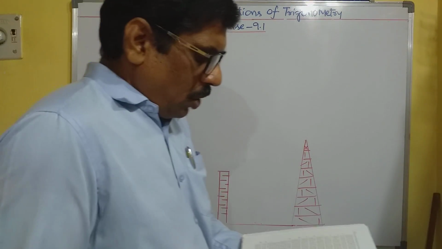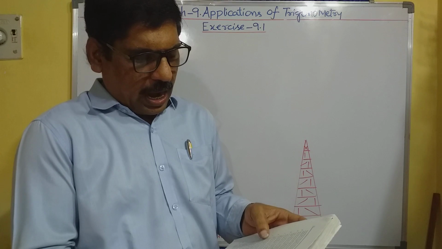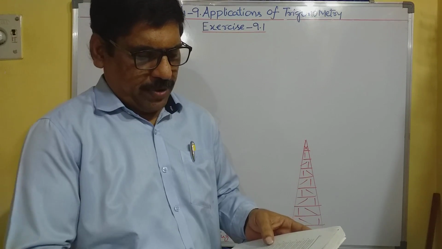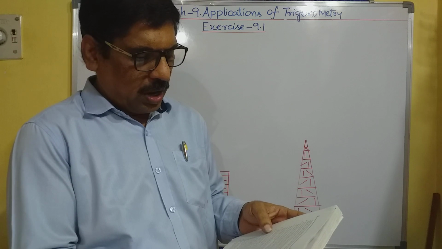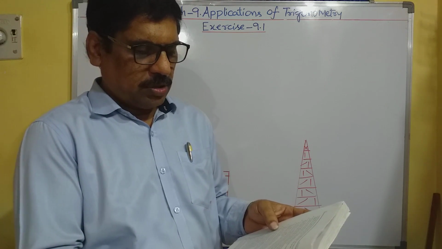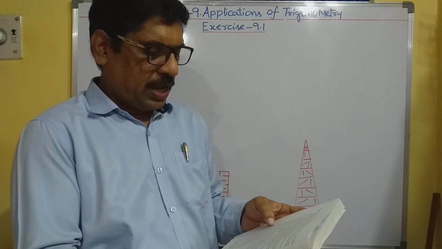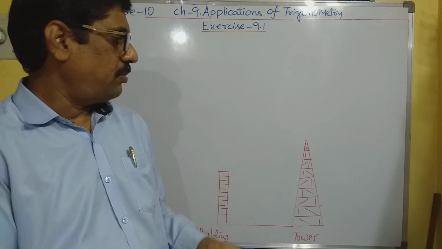Now, look at the ninth problem. The angle of elevation of the top of a building from the foot of a tower is 30 degrees and the angle of elevation of the top of the tower from the foot of the building is 60 degrees. If the tower is 50 meters high, find the height of the building.